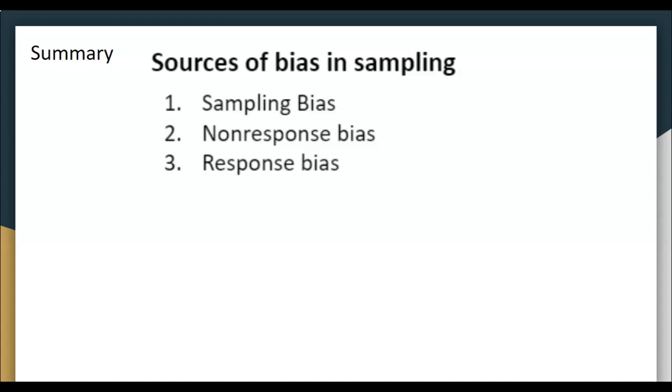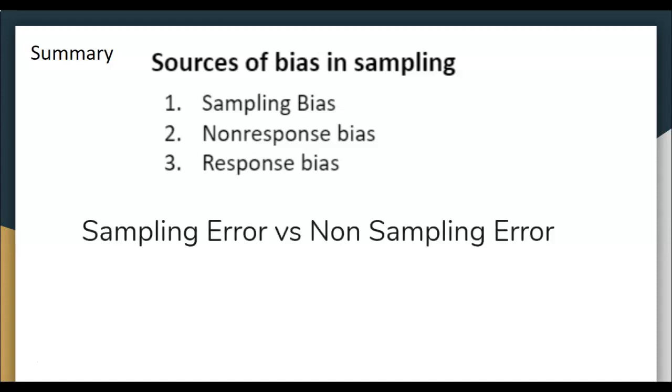Also, response bias can occur in a number of ways, such as interviewer error, misrepresented answers, the way the question is asked and its order, type of question, and data entry error. We also differentiated sampling error and non-sampling error. Sampling error is unavoidable and comes from asking a sample instead of the whole group, while non-sampling error comes from mistakes such as undercoverage, non-response bias, or data entry error.